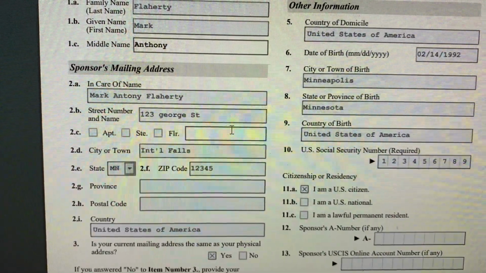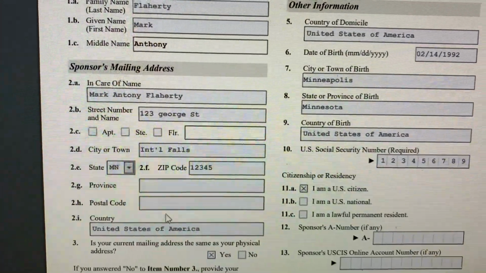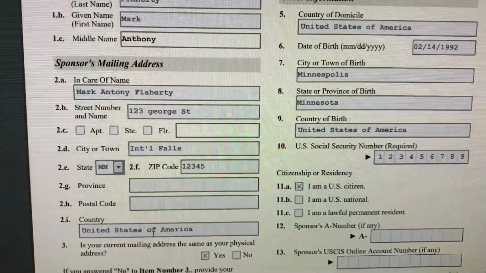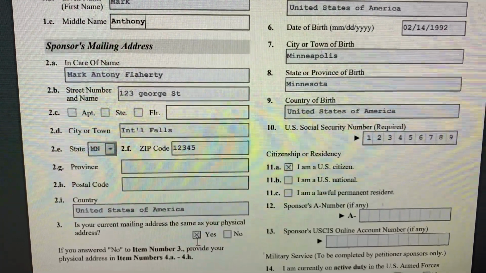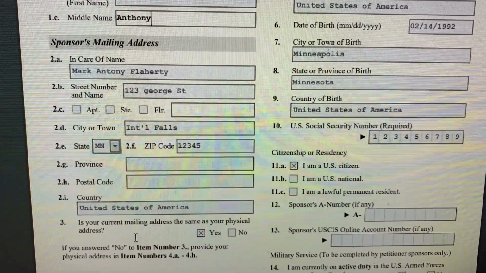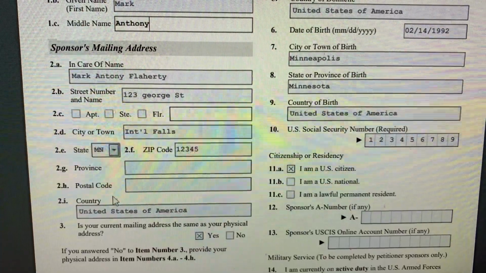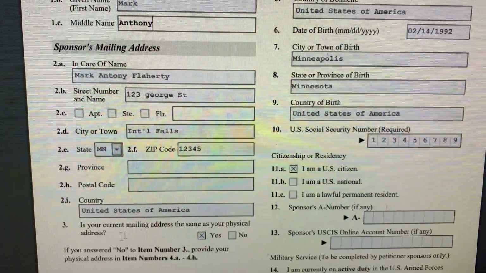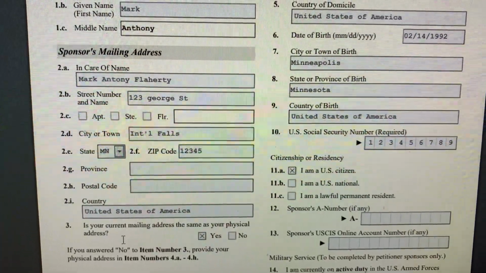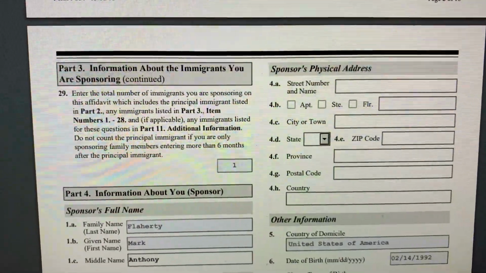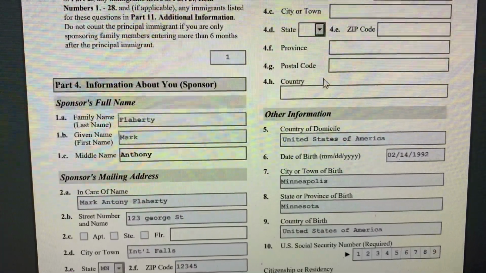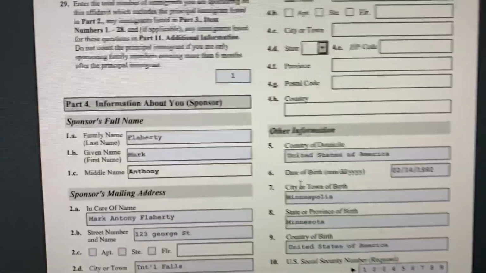123 George Street, International Falls, Minnesota. Zip code and the country. Number 3, is your current mailing address the same as your physical address? Yes. If you answered no to item number 3, provide your physical address in item number 4A and 4H. If you said no, you can provide your address here. But I said yes, so moving on to other info.